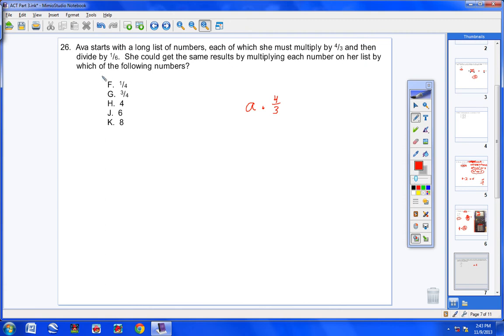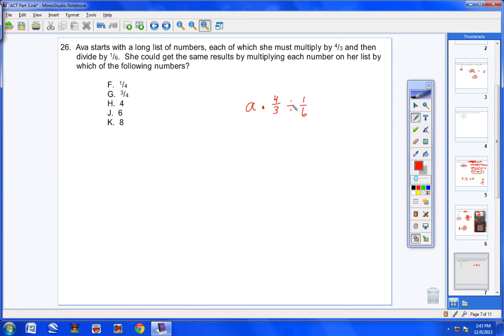4/3, and then she's going to divide it by what? 1/6. Correct? Sure, I'm correct. Yes, definitely. That sounded arrogant. Sorry. I mean, yes, that's correct. Okay. So I've taken her first number, I've multiplied it by 4/3, and I'm dividing it by 1/6.